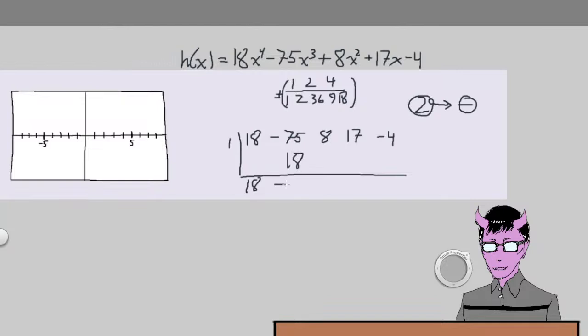So positive 18, summate, we get negative 57. Product is negative 57. Sum is negative 49. Product. Sum. Oh, it's a negative 2. Well, that's not the best. Okay. And unfortunately, neither of those two are very useful, since both of them yielded a negative remainder. The intermediate value theorem can't really help us out.